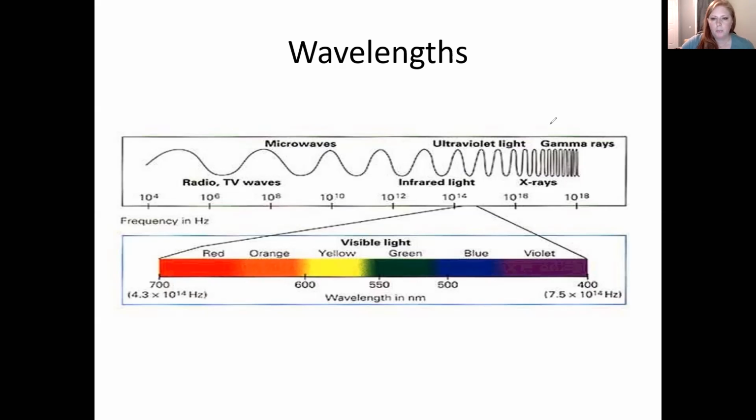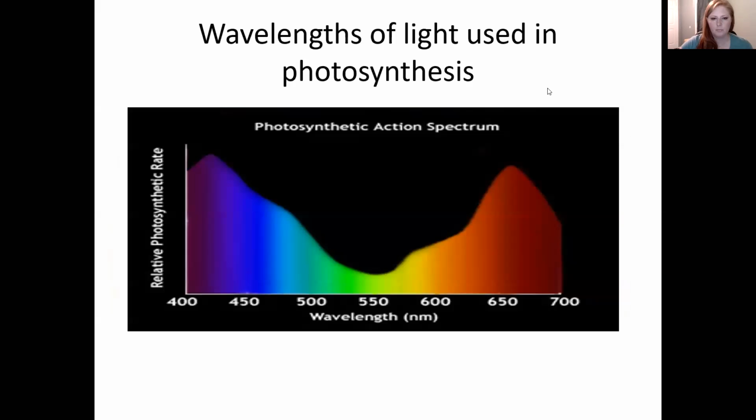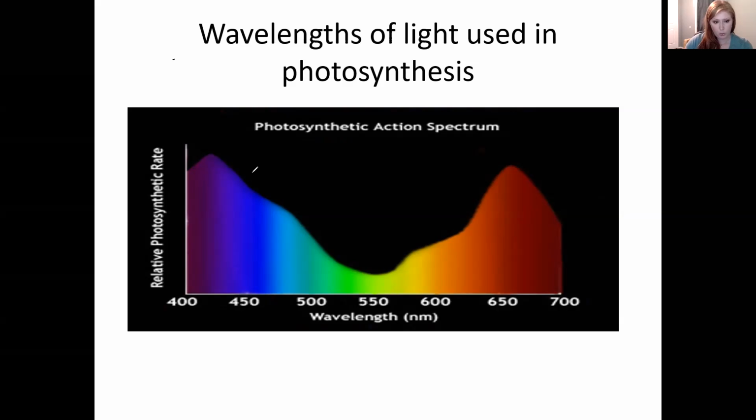Okay, so let's look at how plants do that. So this is kind of a look at how plants utilize light in the spectrum for photosynthesis. Remember that we have, well, let me show you what we're looking at first. We're looking at absorption. So you'll notice that here in the purple or the violet and blue sections, absorption is very high. It means plants are absorbing a lot of this color.